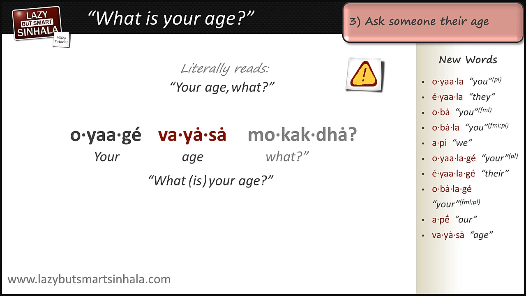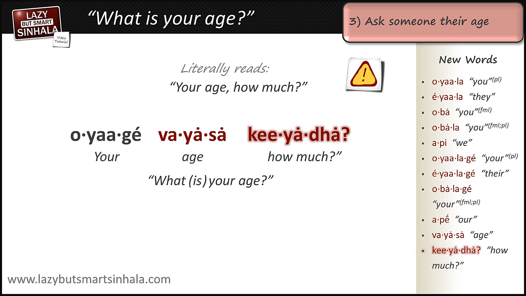In all honesty, if you use this sentence this way, no one is going to misunderstand you. They will know exactly what you're asking about, which is about someone's age. However, it's not entirely correct. That's because when it comes to asking the age in Sinhala, we literally ask, your age how much, instead of what. The word for how much is kiyada. Once again, you won't have to memorize this word since this is one more word which we will use very, very often.